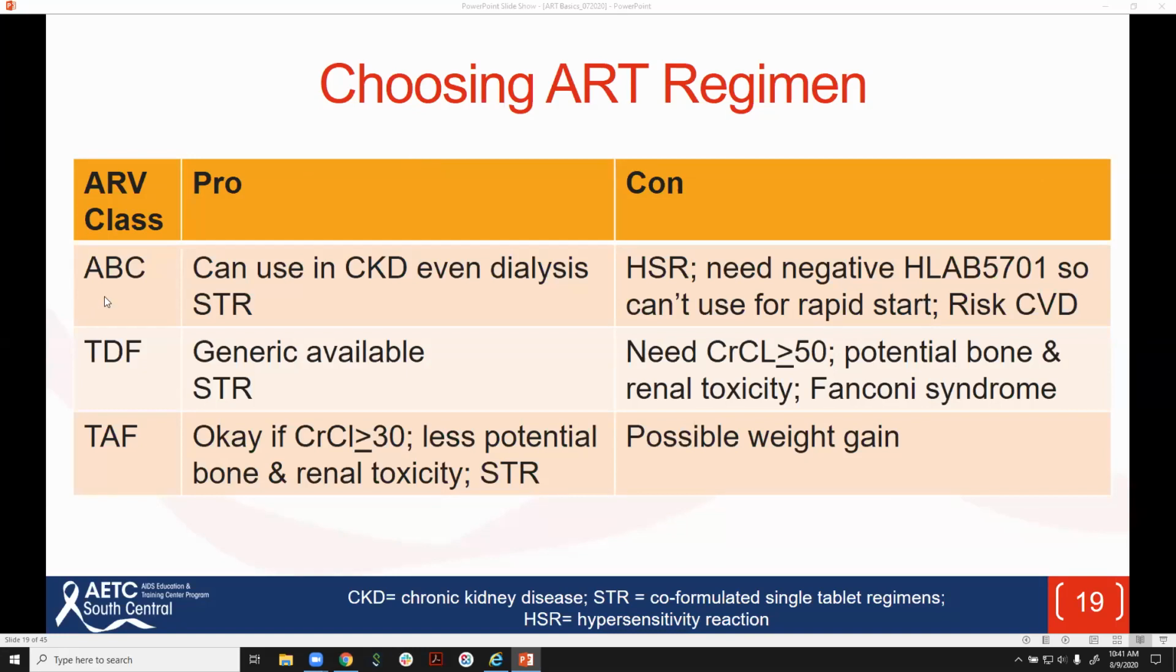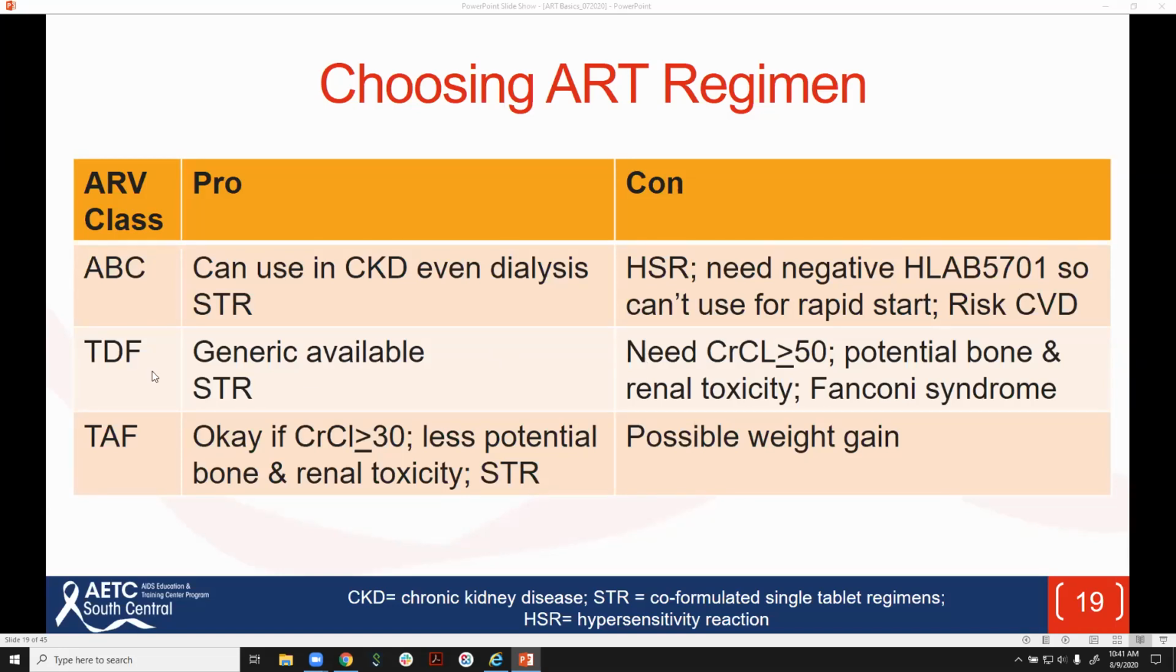So abacavir, a pro is you can use it in chronic kidney disease, even in dialysis. So even with a creatinine clearance less than 30, it's still okay. And there are single tablet regimen options. The con is the hypersensitivity reaction. Please remember that if someone's HLA-B5701 is negative, that does not completely rule out that that person may get a hypersensitivity reaction. So we have to be aware of that possibility when monitoring that patient. And there's some concern with abacavir, particularly starting abacavir in someone with increased risk of cardiovascular disease events.